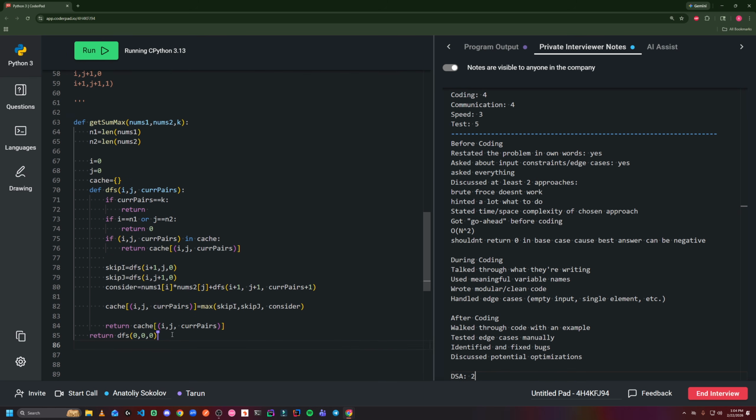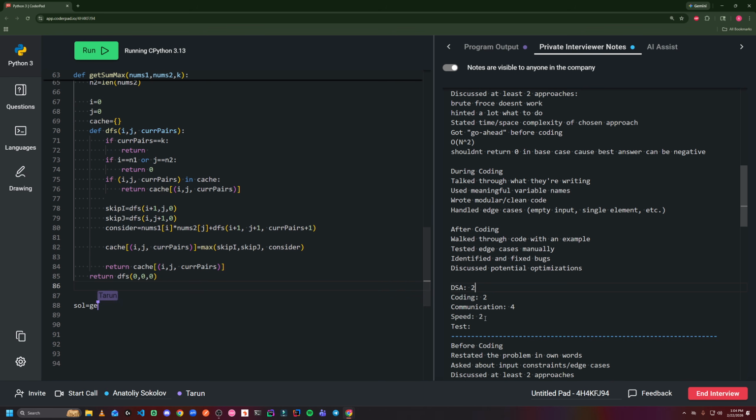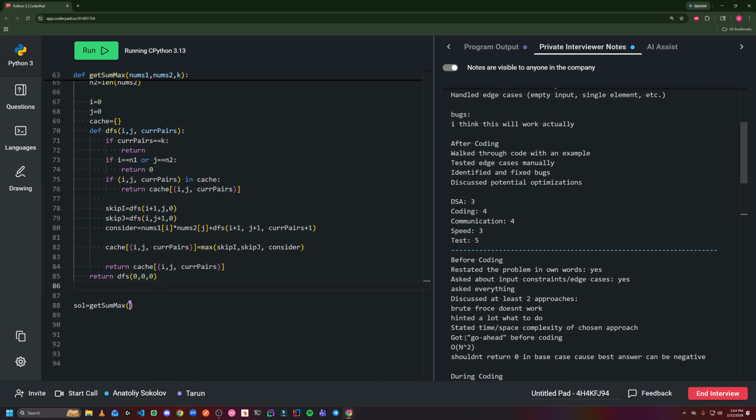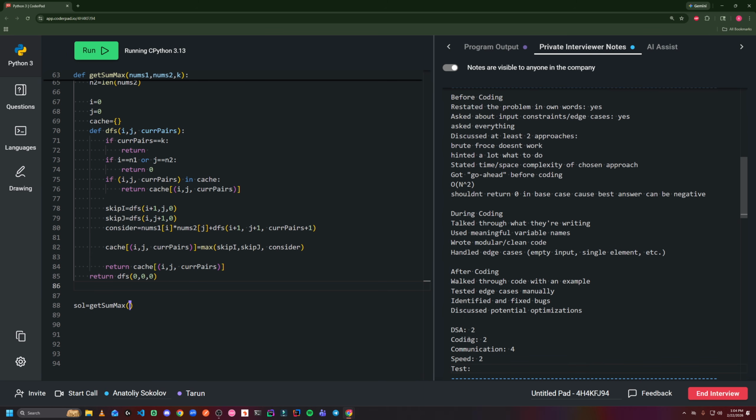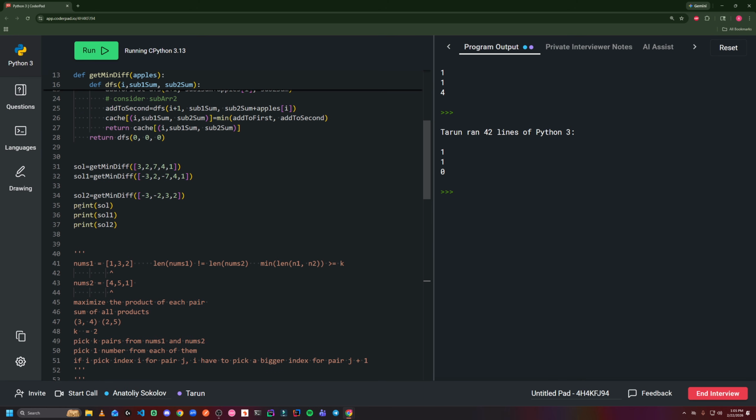Okay. Yeah. Do you want to try running that on the example? Yeah, sure. 3 2 4 5. Cool. Skip. Okay, so we got... Oh, let's comment out all of these real quick. Okay.